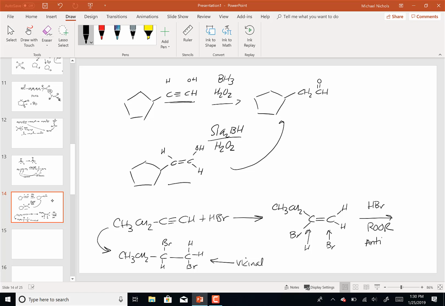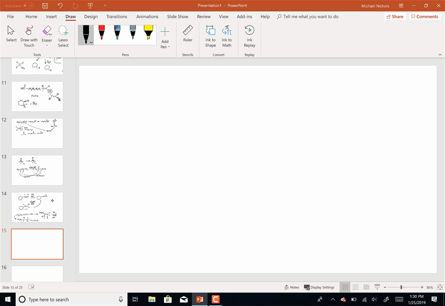So this is the way to make vicinal dibromides: do 1 Markovnikov, 1 anti-Markovnikov. It doesn't matter which way you do it, you just have to do 1 of each. So there are 2 possible ways that you could do B, and 2 possible ways that you could do this one, which is the same thing. You want to propose one?